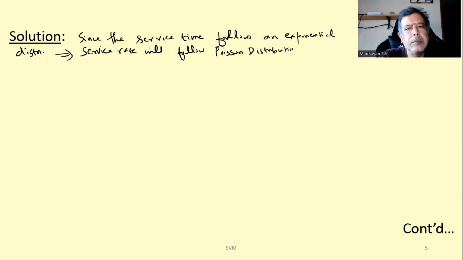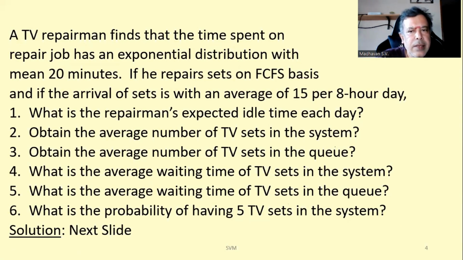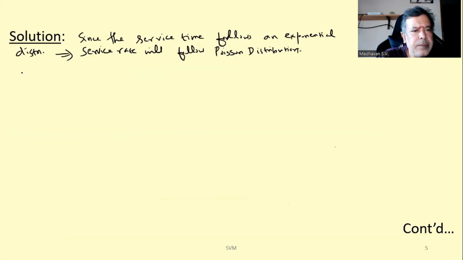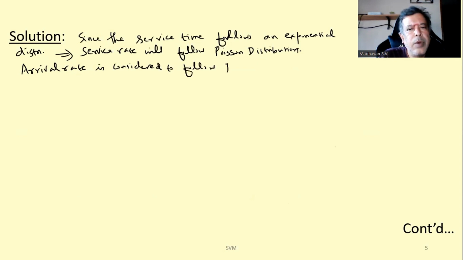Then it says the arrival of sets is with an average of 15 per 8-hour day. It is not specified what the probability distribution is, so that will be assumed to be a Poisson distribution, meaning the arrival rate is considered to follow a Poisson distribution. I am simply writing it as PD.